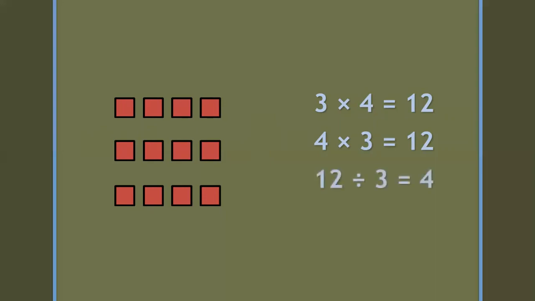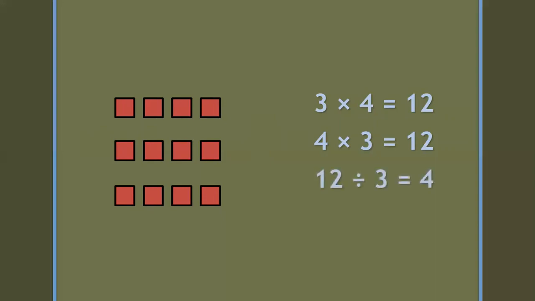Right here, we have a bunch of red boxes. Looking at this box, we're going to make some equations. We have 3 boxes stacked up on top of each other, and there are 4 rows across. So we have 3 times 4 equals 12. Then you can see that 4 rows across and 3 stacked on each other is also 12. So either way we look at it, we know that we have 12 boxes.